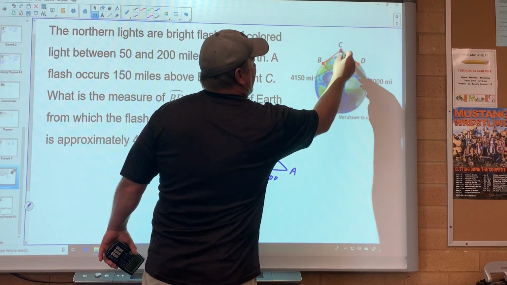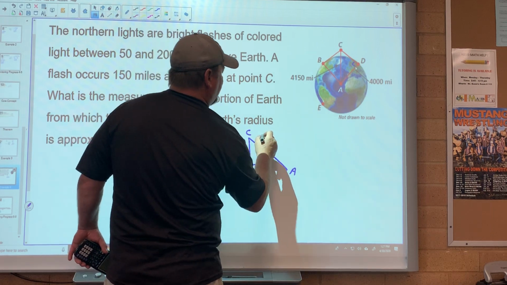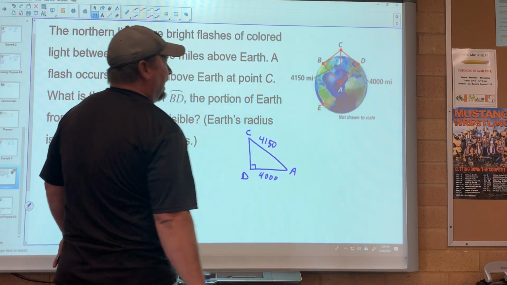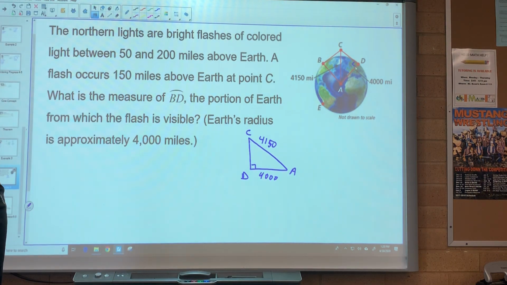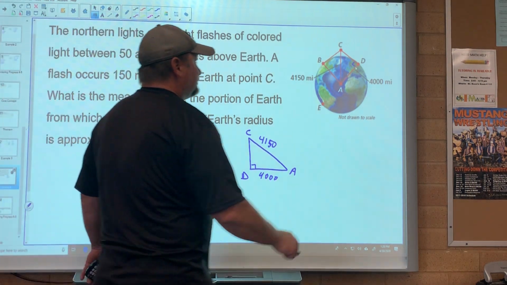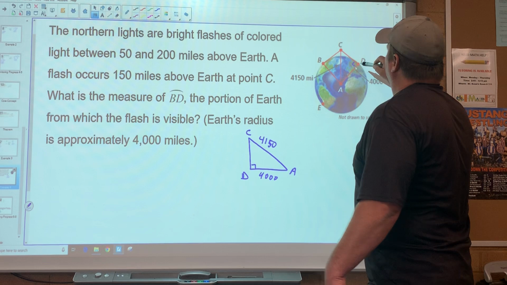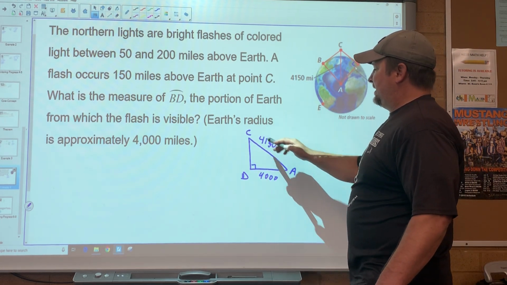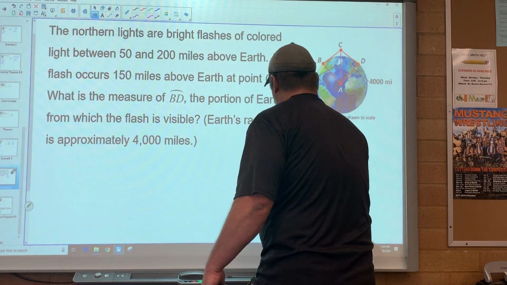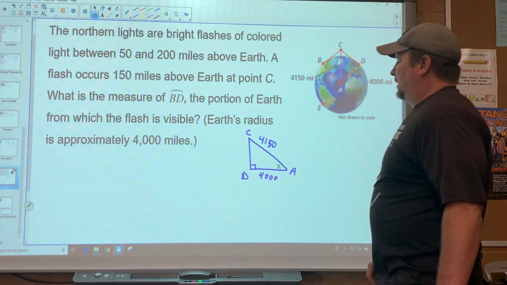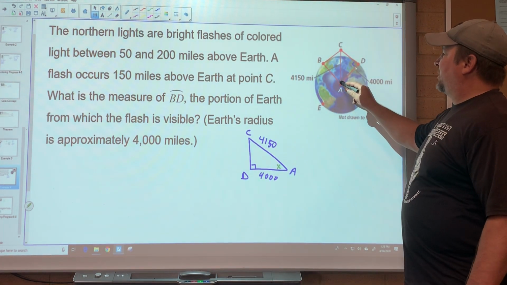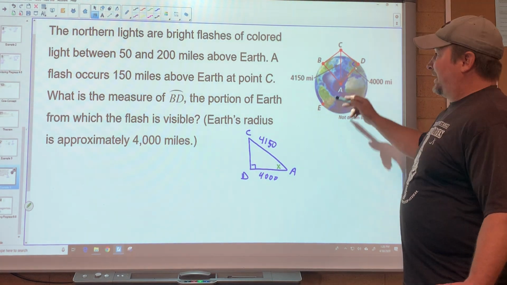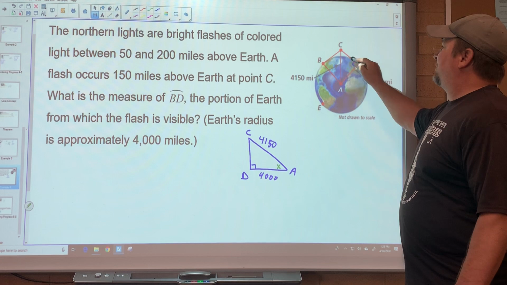Let's go A to C, which is the hypotenuse, that's 4,150. And now let's find the measure of angle DAC. So we're going to find this angle right here. Once I have that angle, then I'll be able to find that angle. Once I have both those angles, because they're going to be cut in half, then I'll have the arc.